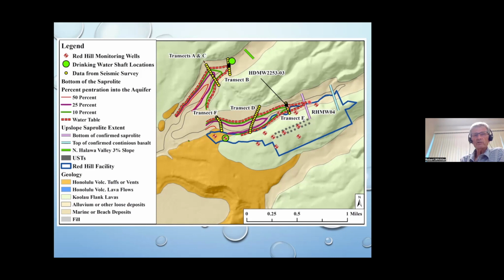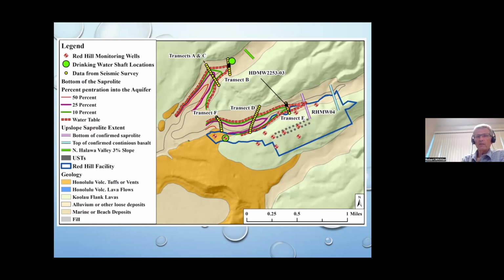So the red line is where we would first see the contact of the basalt saprolite interface at the water table. The red line is that point at which that saprolite valley fill extends 50% into the freshwater lens. We see that we start seeing some protection right adjacent to the tank farm. And we do see protection extending up to about even with the Halawa shaft.